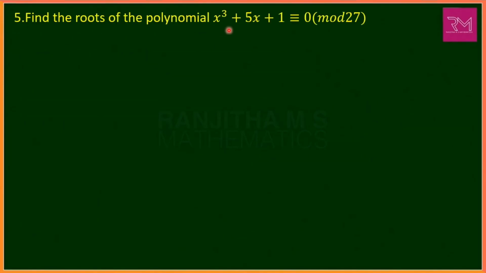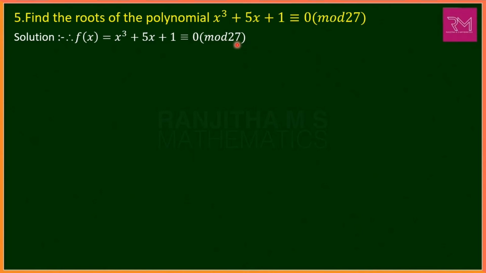Find the root of a polynomial x cubed plus 5x plus 1, which is congruent to 0 mod 27. Here they have given f of x equal to x cubed plus 5x plus 1 congruent to 0 mod 27. Here they have given the m value as 27. So we have to substitute x values up to m minus 1. Therefore, m minus 1 is 27 minus 1, which is 26.